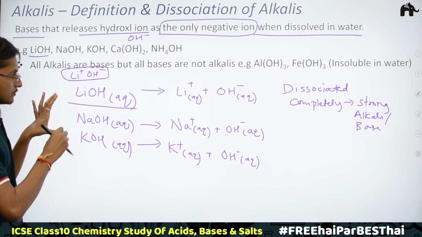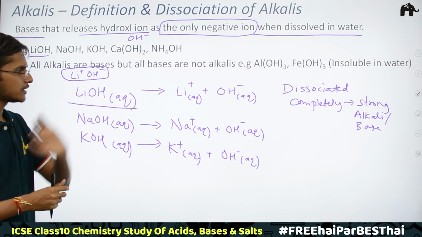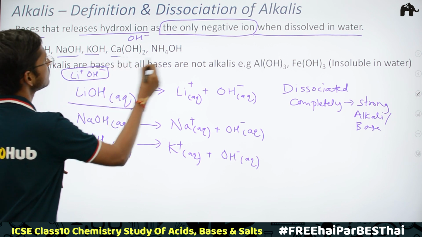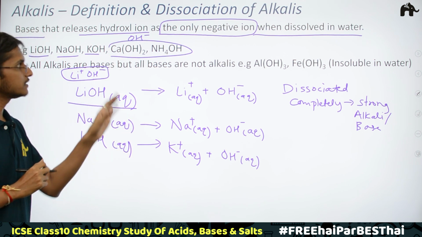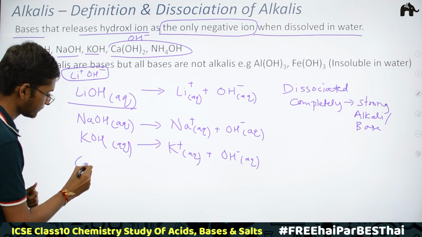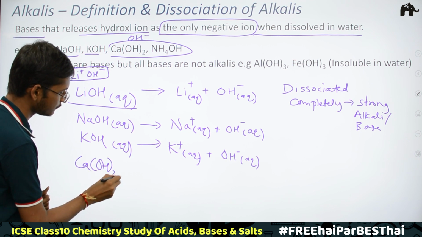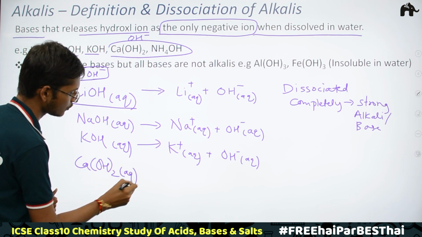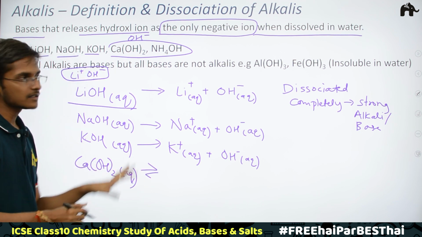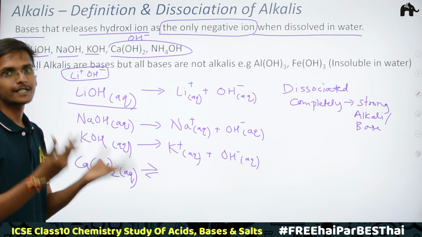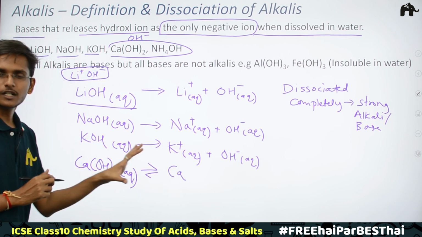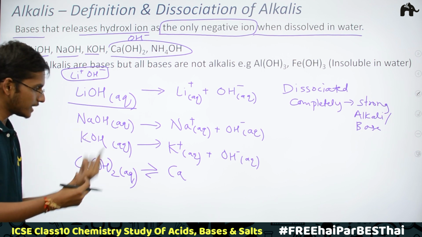Now since these are strong alkalis, not acids, we have written their dissociation equations like this. Now moving ahead to these alkalis, calcium hydroxide and ammonium hydroxide, these are weak alkalis, so we are representing them with this arrow. Weak alkalis means they are not getting dissociated completely. Very simple. They are not getting dissociated completely, but some of them are getting dissociated.